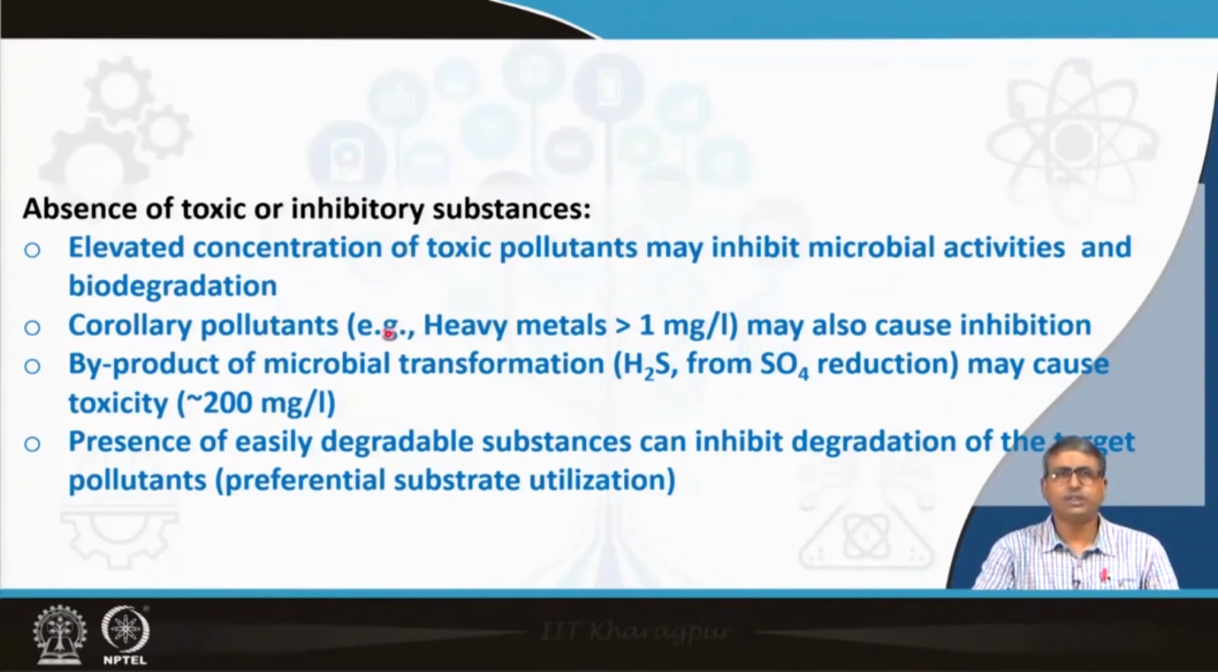The corollary pollutants, for example heavy metals, which are often present along with the organic pollutants, create a situation where a mixture of several pollutants is present. If toxic heavy metals like chromium, zinc, cadmium, etc. are present, and their concentration is more than 1 milligram per liter, those higher concentrations can impose inhibitory effects on microorganisms, particularly the catalytically relevant microorganisms.